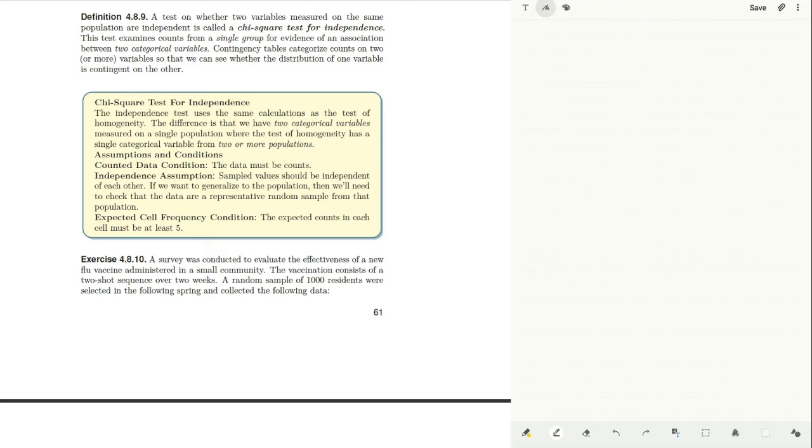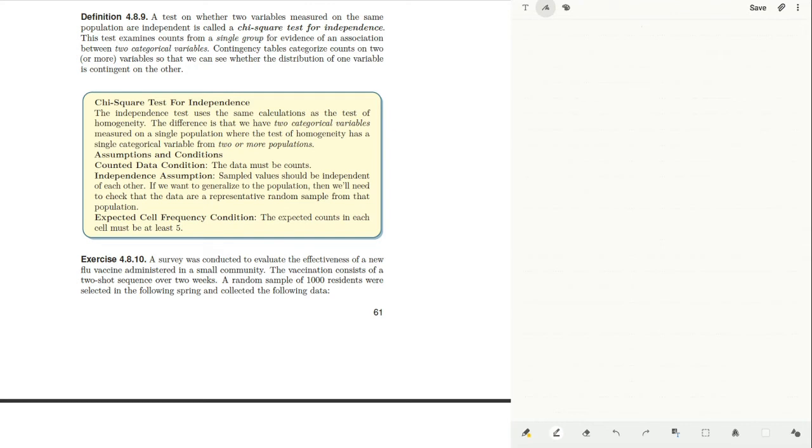Now the calculations for the test for independence are identical to the test of homogeneity. Now the only difference is that the test for independence has two categorical variables that is measured from a single population, whereas the test of homogeneity has a single categorical variable that is measured from two or more populations. So let's take a look at an example.